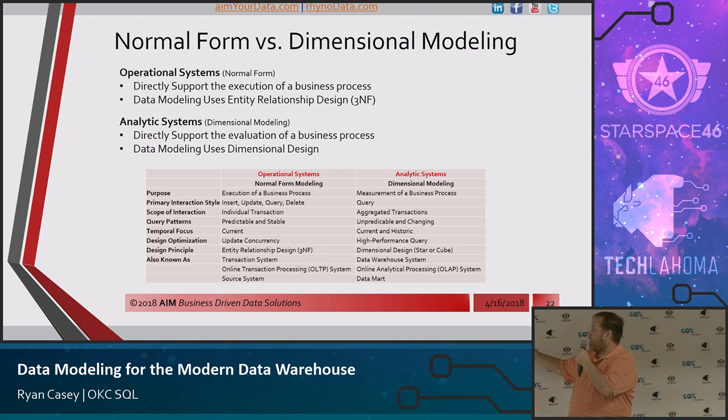Analytic systems are more about current and history, but they also want to know what's changing in the aggregated transactions, not necessarily the transaction itself. Query patterns can be predictable in a third normal form and unpredictable in an analytic system.